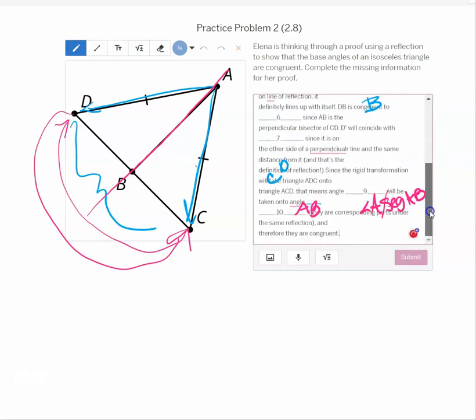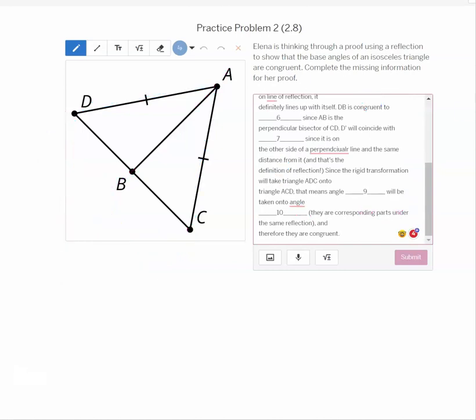I'm going to have to scroll down and it's going to mess up what I wrote so far. So you can rewind if you need to see what I wrote so far. The next part says, DB is congruent to blank since AB is the perpendicular bisector. So we know DB is congruent to CB since AB is the perpendicular bisector of CD.